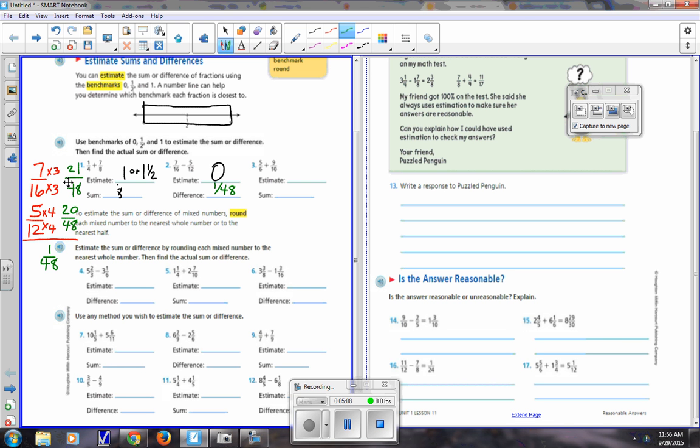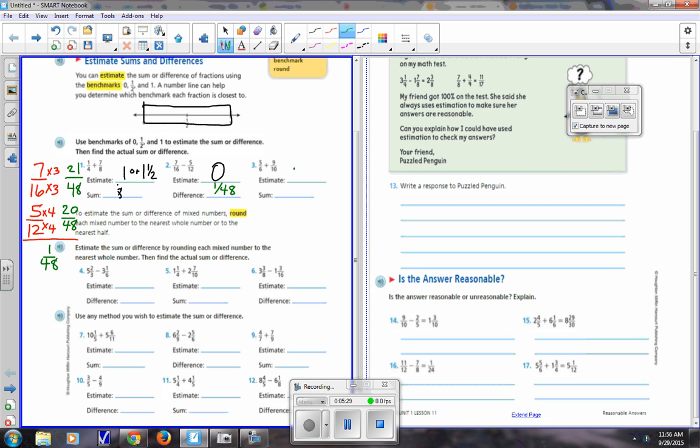So our estimate, just using benchmarks, just using the actual visual, you should be writing this down in your notebook. I'm just making sure, because I see a lot of you staring at me. Can you try number 3 on your own? So you have 5/6, which is almost 1, plus 9/10, which is almost 1. What would your estimate be?